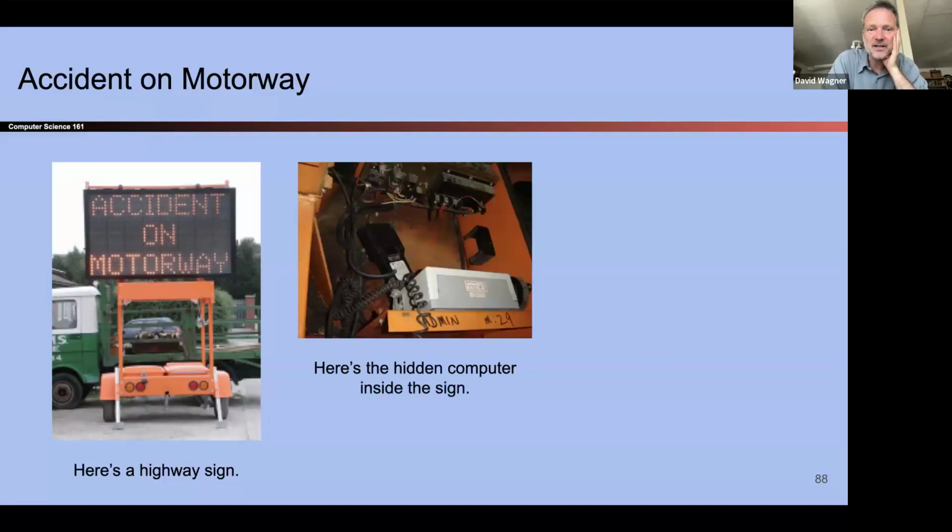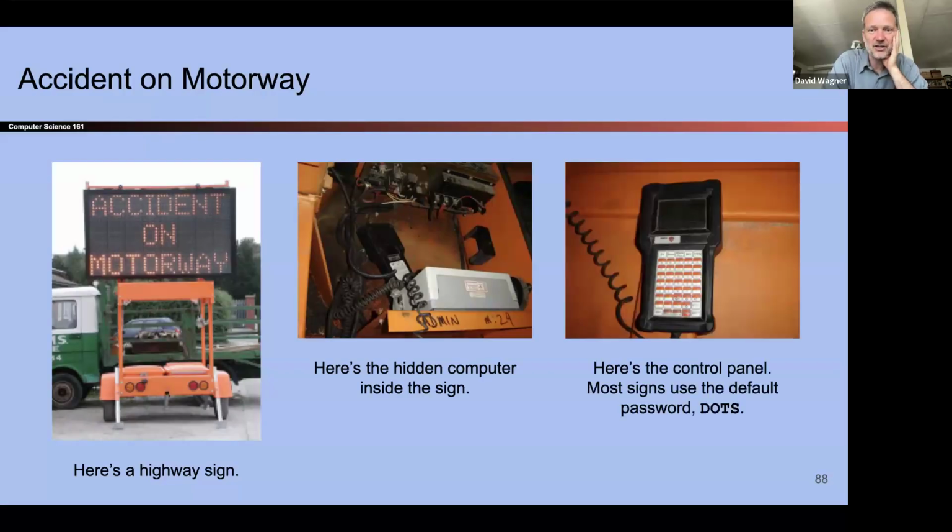It's got a computer in there, and it's got a little keyboard, and the road worker can type in the message to be displayed. And they don't want just anyone to display a message. There's a password you have to enter to change the message. But most signs, they have a default password, and it's documented in their manual. And so most signs use this default password, DOTS.